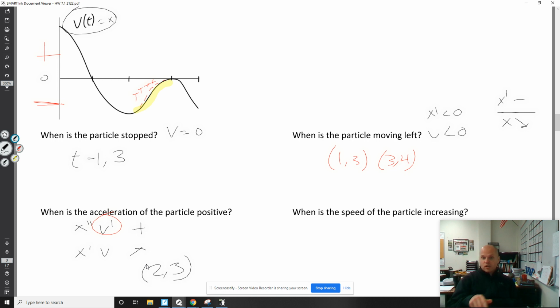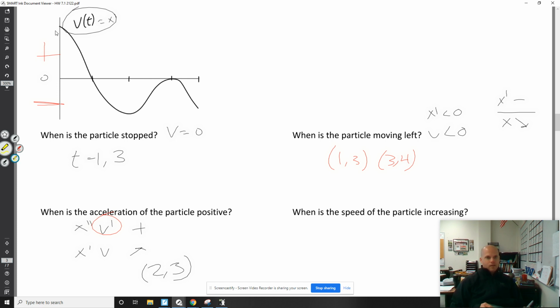Okay, speed increasing. Let's think about that. Moving right, but increasing in our values, 3, 4, 5, 6, 7. Moving left and getting larger negative values, -3, -4, -5, -6, -7. So what does that look like? We're moving away from the x-axis. That's when the signs of V and A are going to be the same.